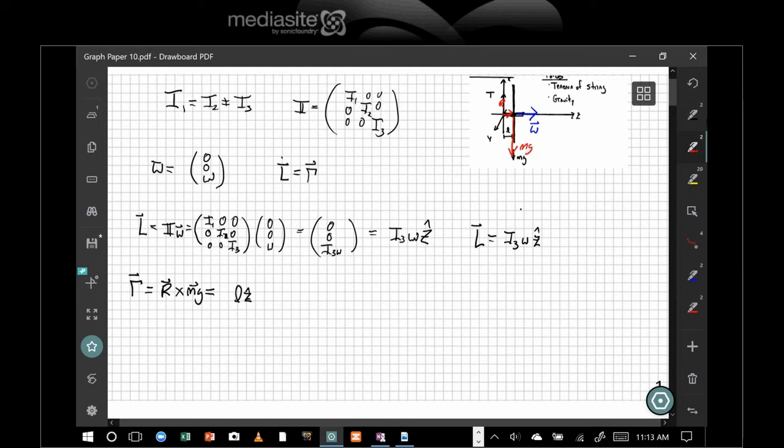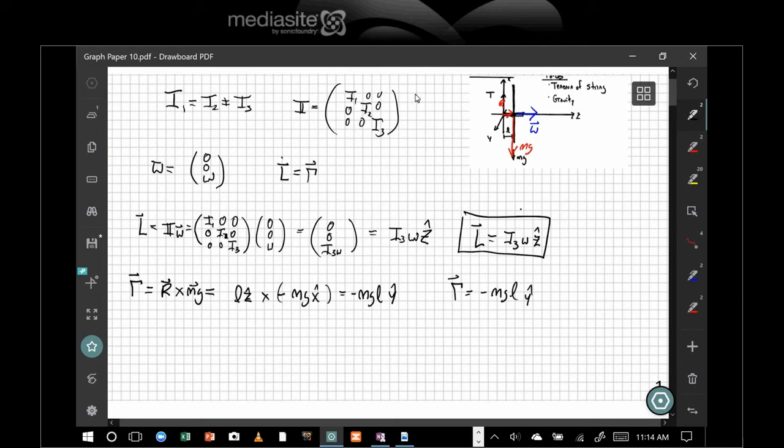And so I can rewrite this as L z hat cross minus Mg x hat. That's going to give me MgL, and then z hat cross minus x hat gives me minus y hat. All right, so that's the equation I want. So this is one main equation here, and then here's my other main equation, minus MgL y hat.